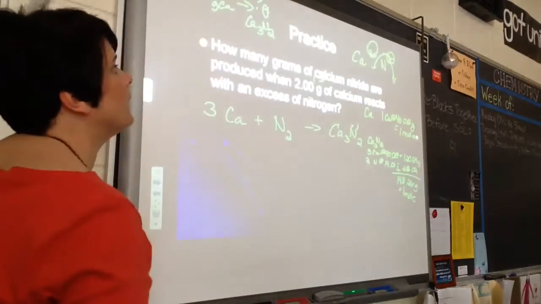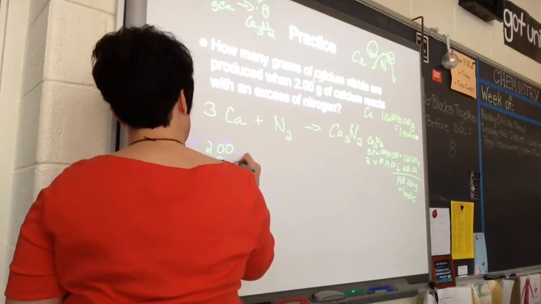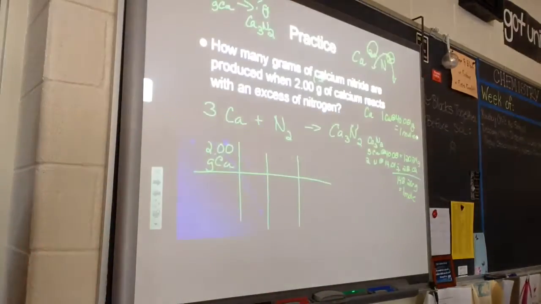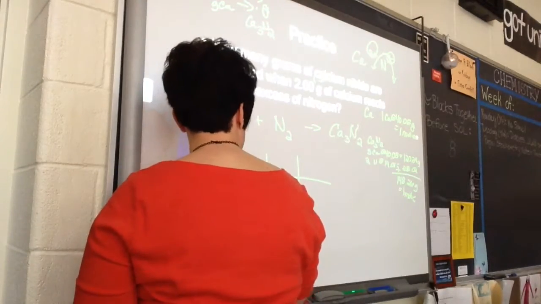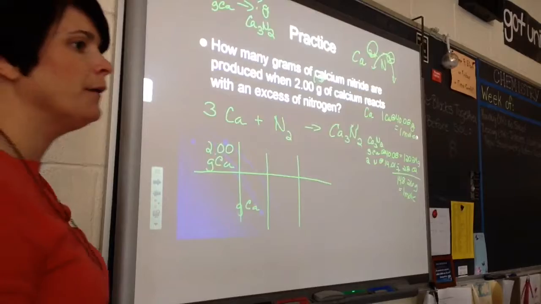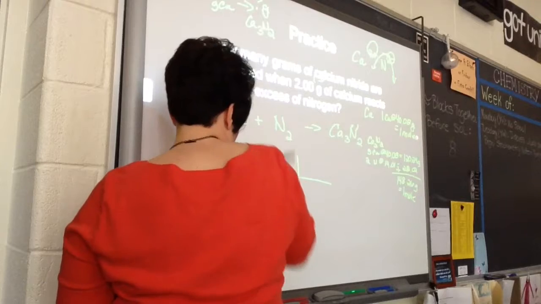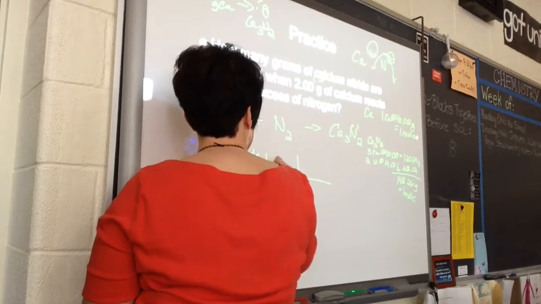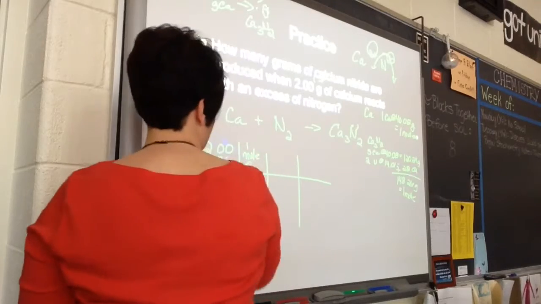All right, let's do this thing. Grams calcium. 2.00 grams calcium. What's got to be down on the bottom? Grams calcium. If I'm talking about grams of calcium, it has to be opposite what? So what must be up here? Moles calcium. How many? 1. Always 1. 40.08.